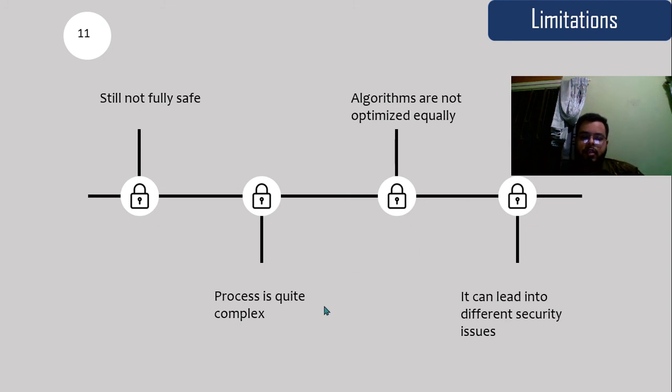The process is huge, and a lot of algorithms have been used in this process, so it's not easy to understand even for a professional in the software security area who has worked there for quite a long time, but it will be very hard for them to understand it. And then algorithms are not optimized equally. The algorithms which have been used here are not properly optimized. That's why it cannot give us the best output yet.